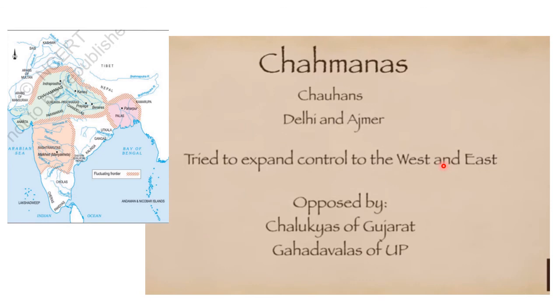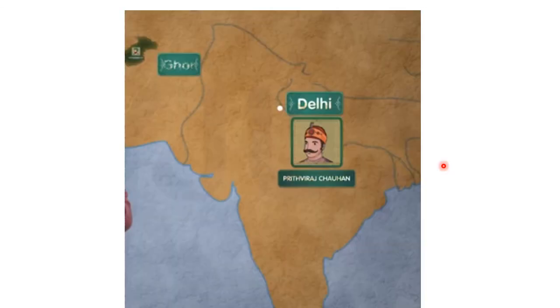Another new king who was becoming very powerful were the Chamanas. They were also called Chauhans, and were ruling in the Delhi and Ajmer region, this area. And they also wanted to expand their territories and take control right from west to east. But they could not do it because they were opposed by the Chalukyas of Gujarat and Gadwalas of UP. One of the most important rulers of the Chamanas or the Chauhans was Prithviraj Chauhan. He was also called Prithviraj III, and he ruled from 1168 to 1192.